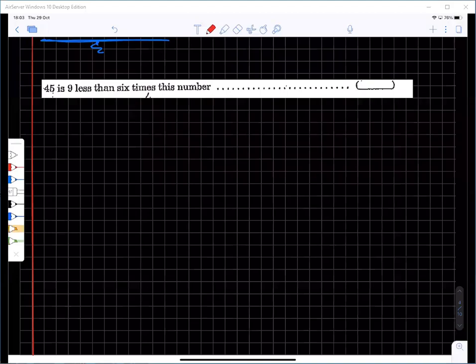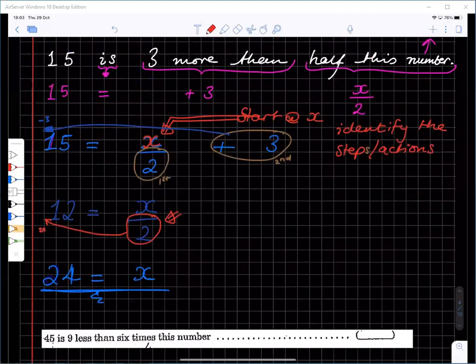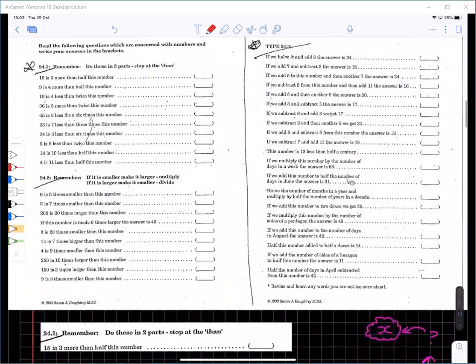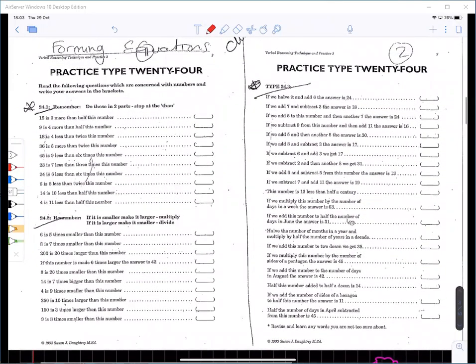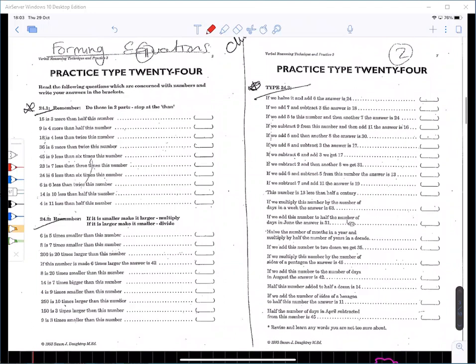Okay, so the topic that we're looking at today in this new video, which we started, is forming and solving equations. This has been taken from the book Verbal Reasoning Technique and Practice 3. So we're changing the English wordy sentences into maths, and then we are solving them.